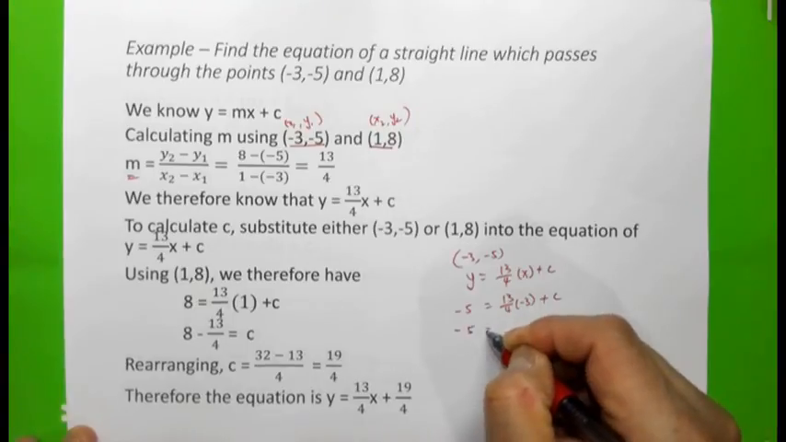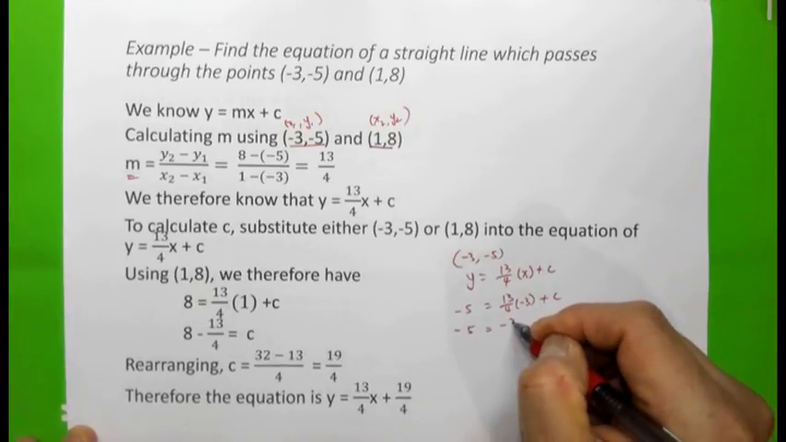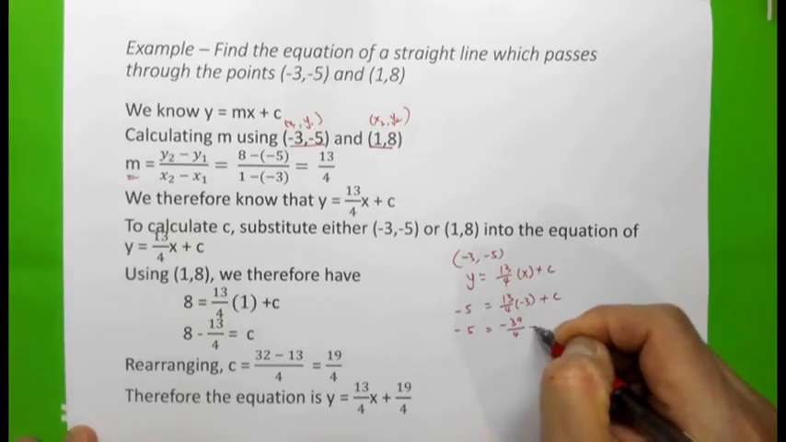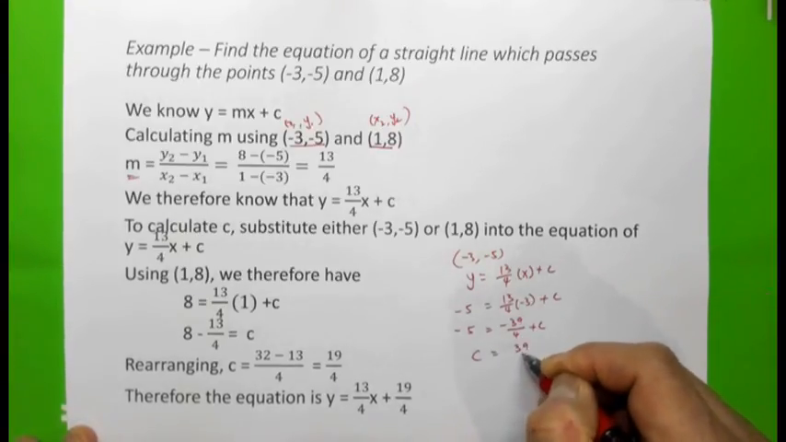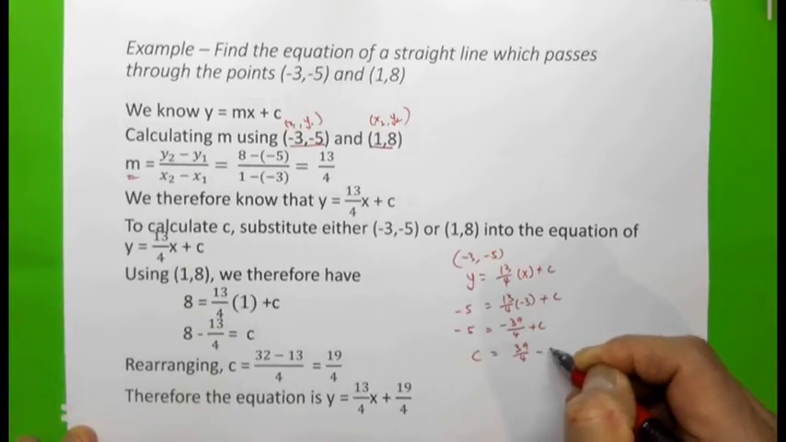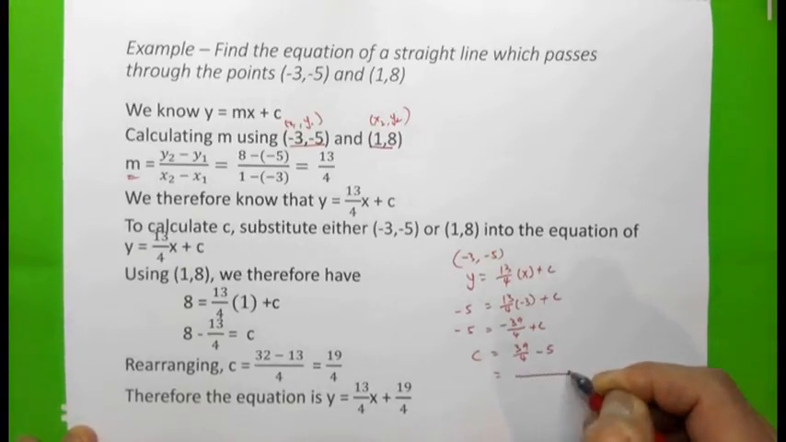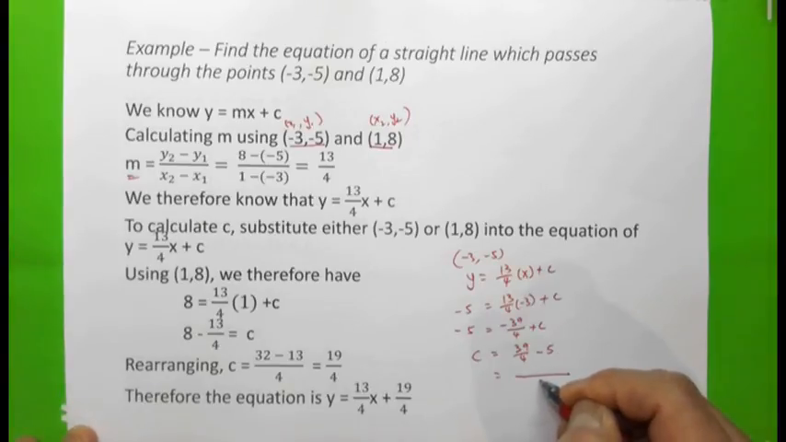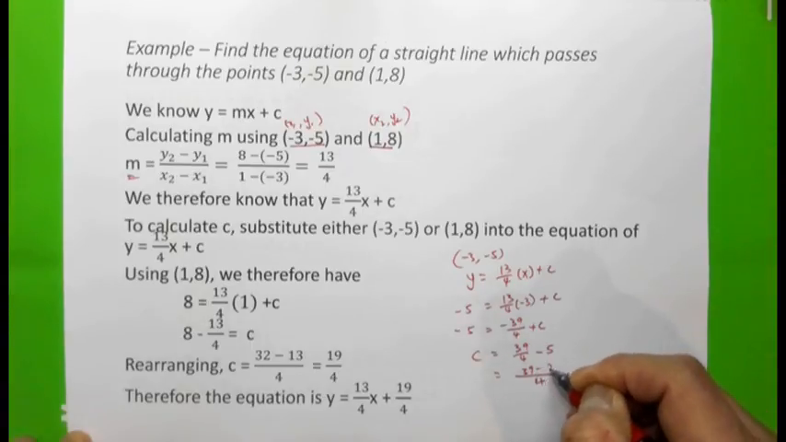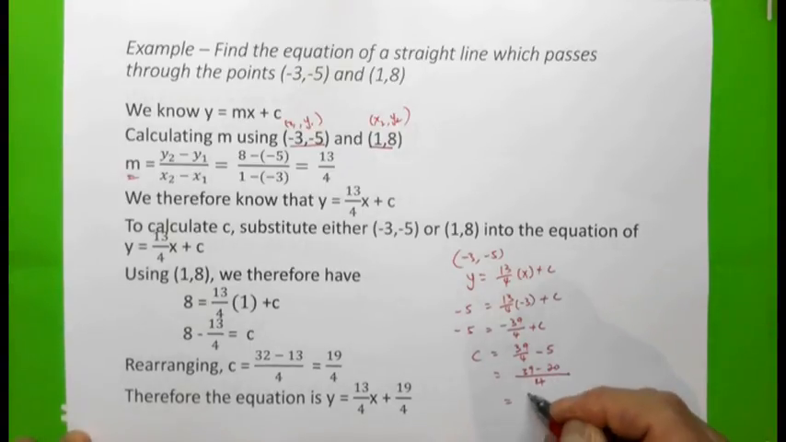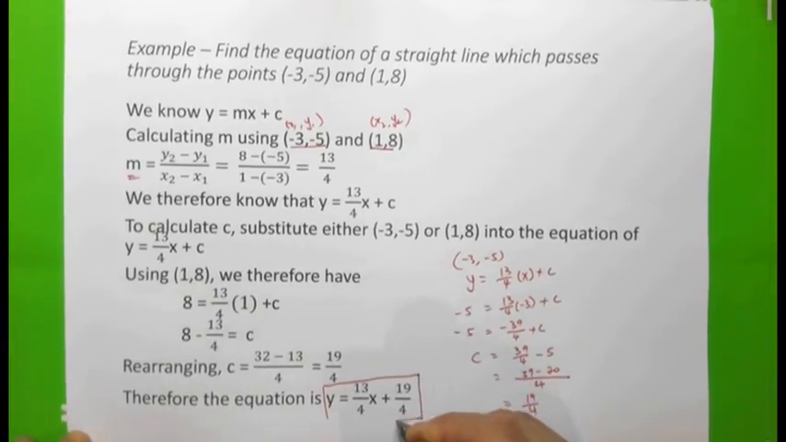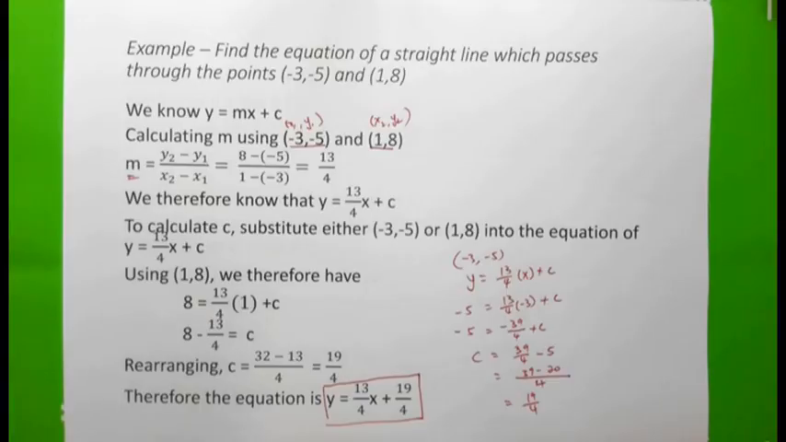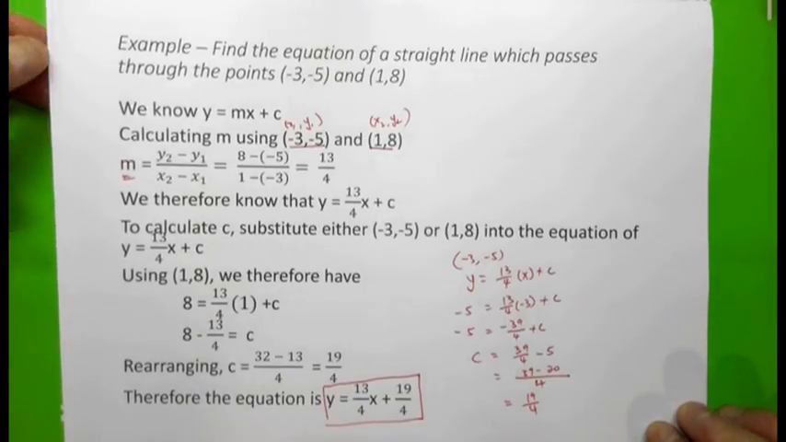Therefore, minus 5 equals minus 39 over 4 plus c. Manipulating, c equals 39 over 4 minus 5. Or actually bring it into the same denominator. It's 4. 39 minus 4 times 5 is 20. And that gives us 19 over 4. Therefore, the equation is y equals 13 over 4 x plus 19 over 4.